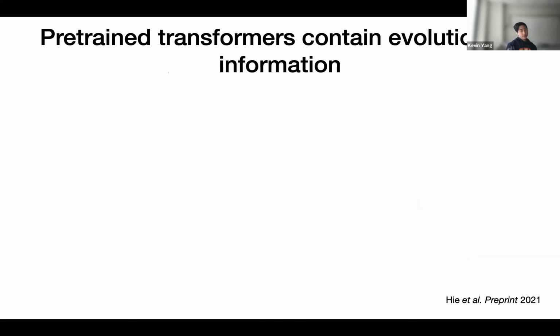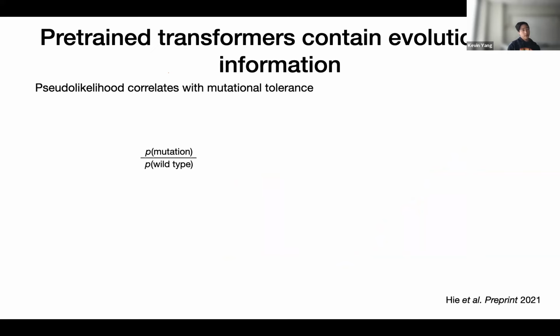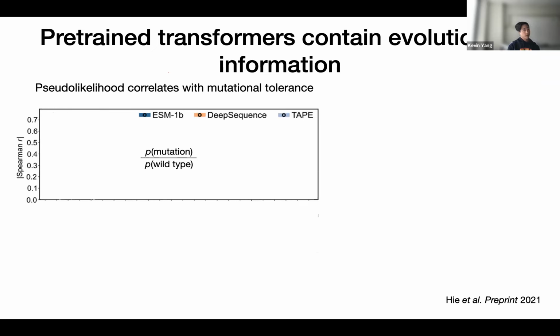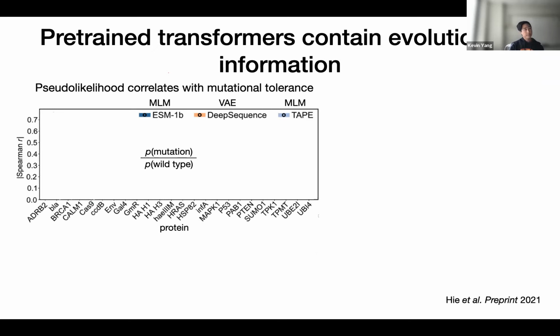These pre-trained transformers also contain evolutionary information. Meaning the pseudo likelihood correlates with how well tolerated a mutation is at that location. If we mask a location and then take the probability of the mutant divided by the probability of the wild type, that correlates very well with physical measurements. So ESM1B is Facebook's masked language model transformer. DeepSequence is a VAE that's trained on each protein family separately. And TAPE is a smaller transformer trained on Pfam.